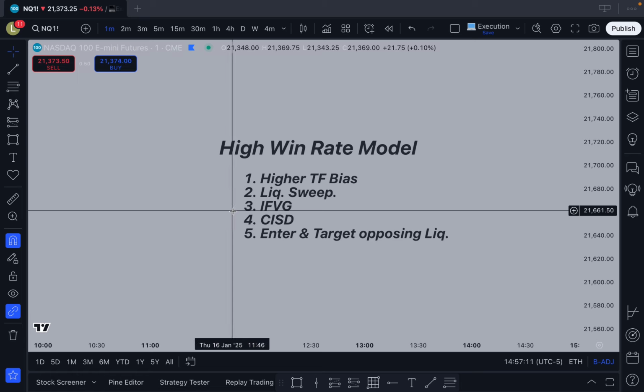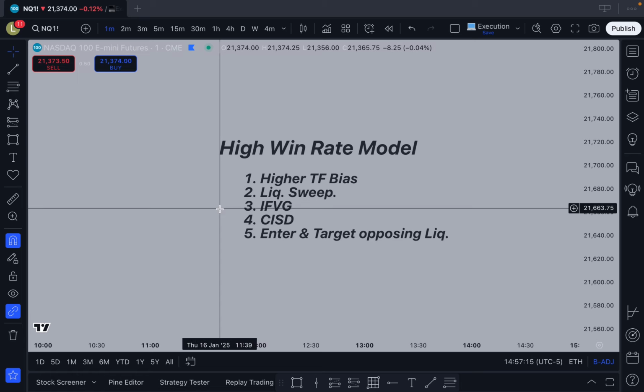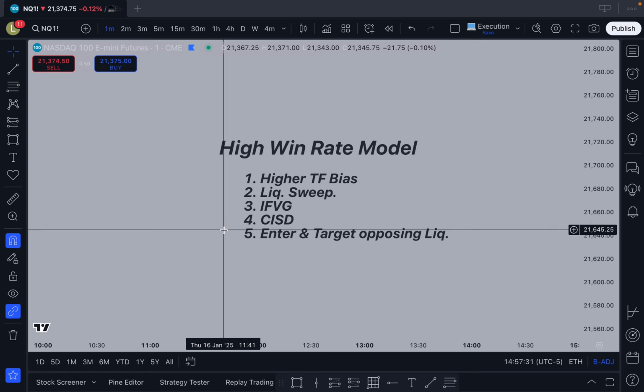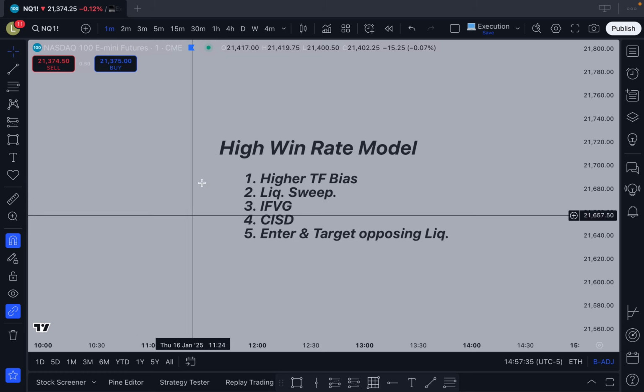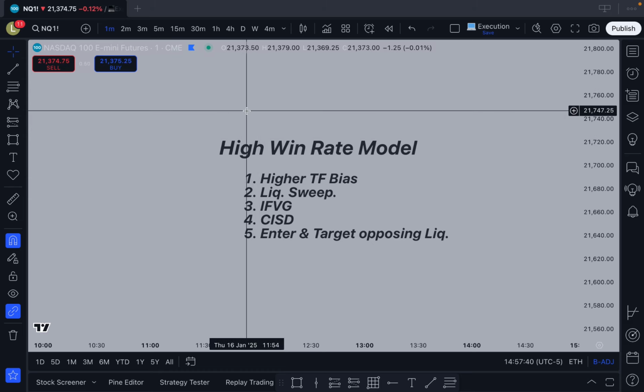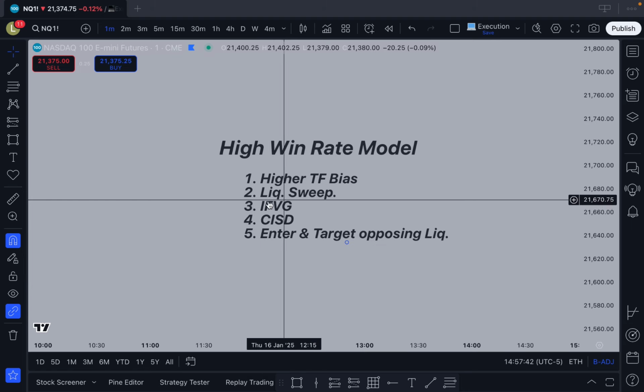Number three, we need to invert a fair value gap opposing to our bias. So if we've got a bearish bias and we see a bearish model forming, we need to invalidate a bullish FVG to the downside. And last but not least, we need a change in the state of delivery. So literally, if we're looking at sells and prices moving up and up and up, we need to violate an up close candle to the downside, as well as inverting a bullish FVG.